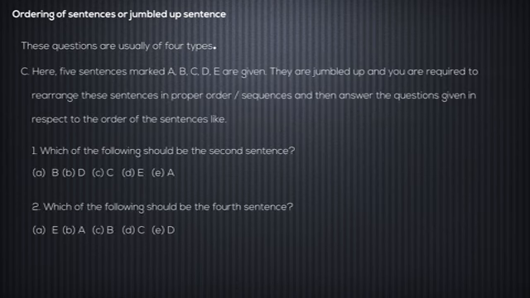In the third type, 5 sentences are marked A, B, C, D, and E and are given. They are jumbled up, and you are required to rearrange these sentences in proper order and then answer the questions given in respect to the order of the sentences, like: which of the following should be the second sentence? Which of the following should be the fourth sentence? And a number of options are given in each case.